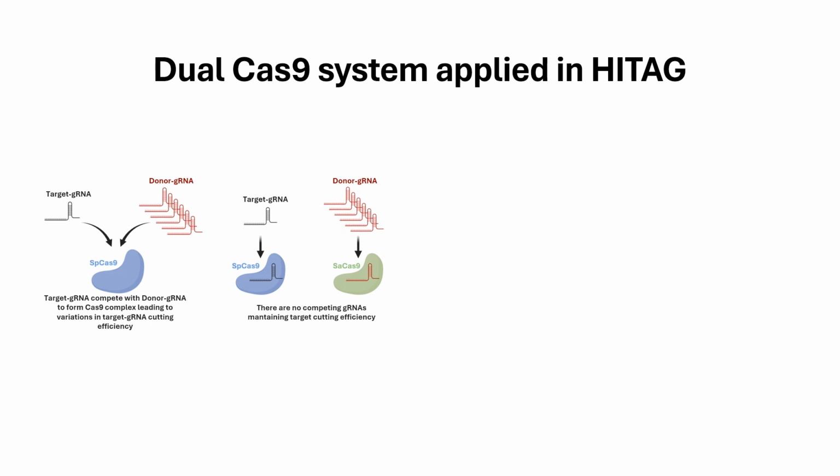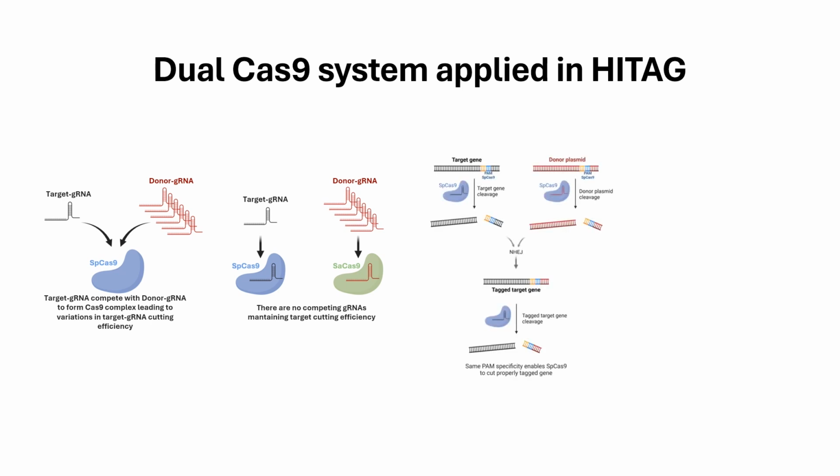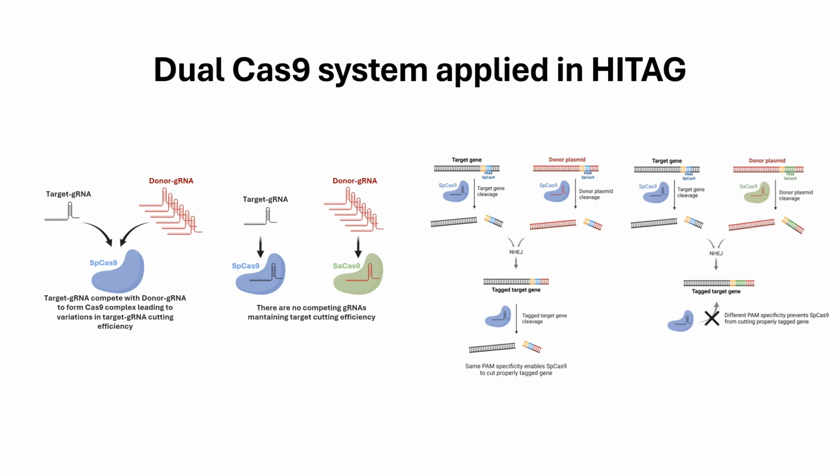Second, it solves a potential recutting problem. In some cases, the tagged gene sequence near the PAM regions can resemble the donor plasmid, allowing repeated cutting by the target guide RNA even after successful tagging, which prevents properly tagged cells from surviving. By using SaCas9 with its different PAM recognition site, we eliminated target guide RNA accessibility to the properly tagged constructs.